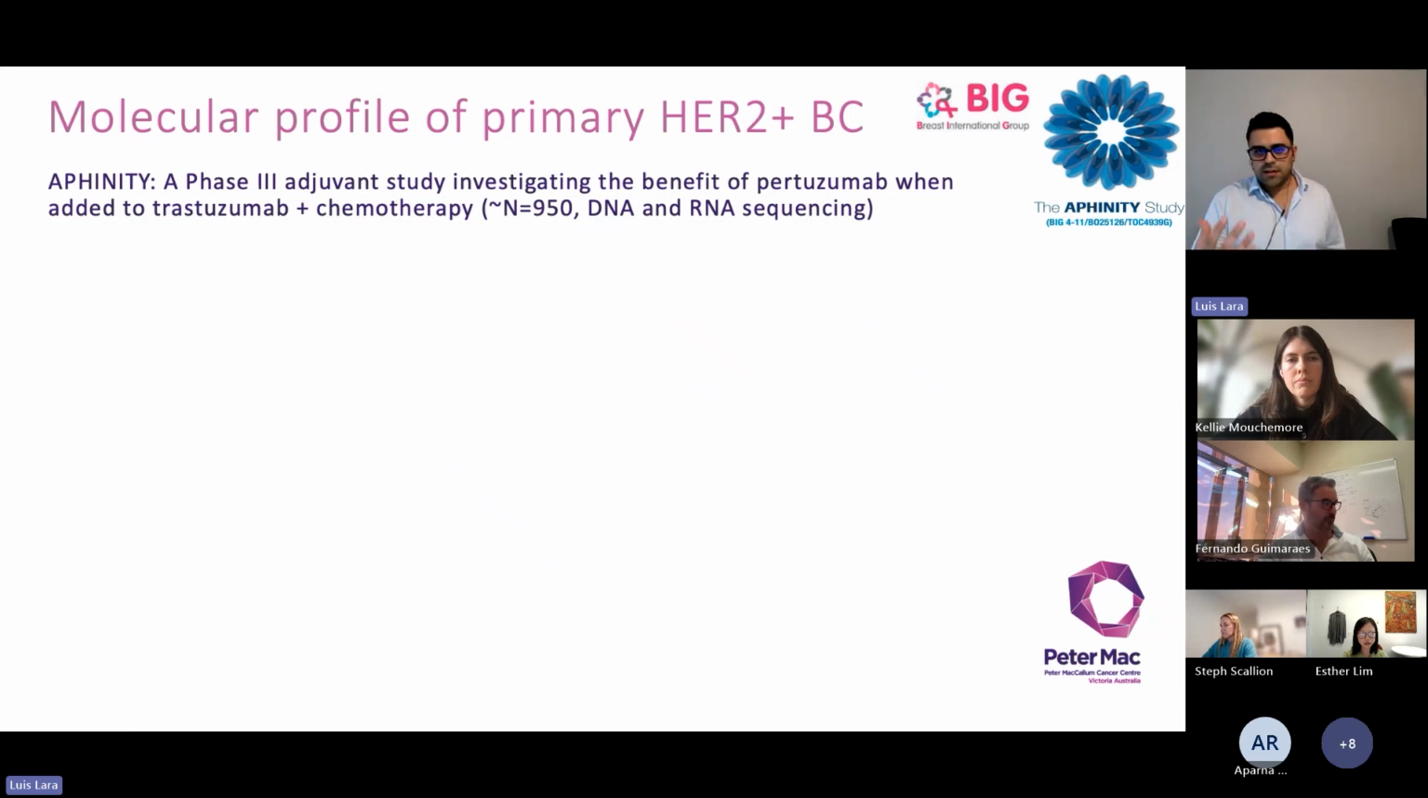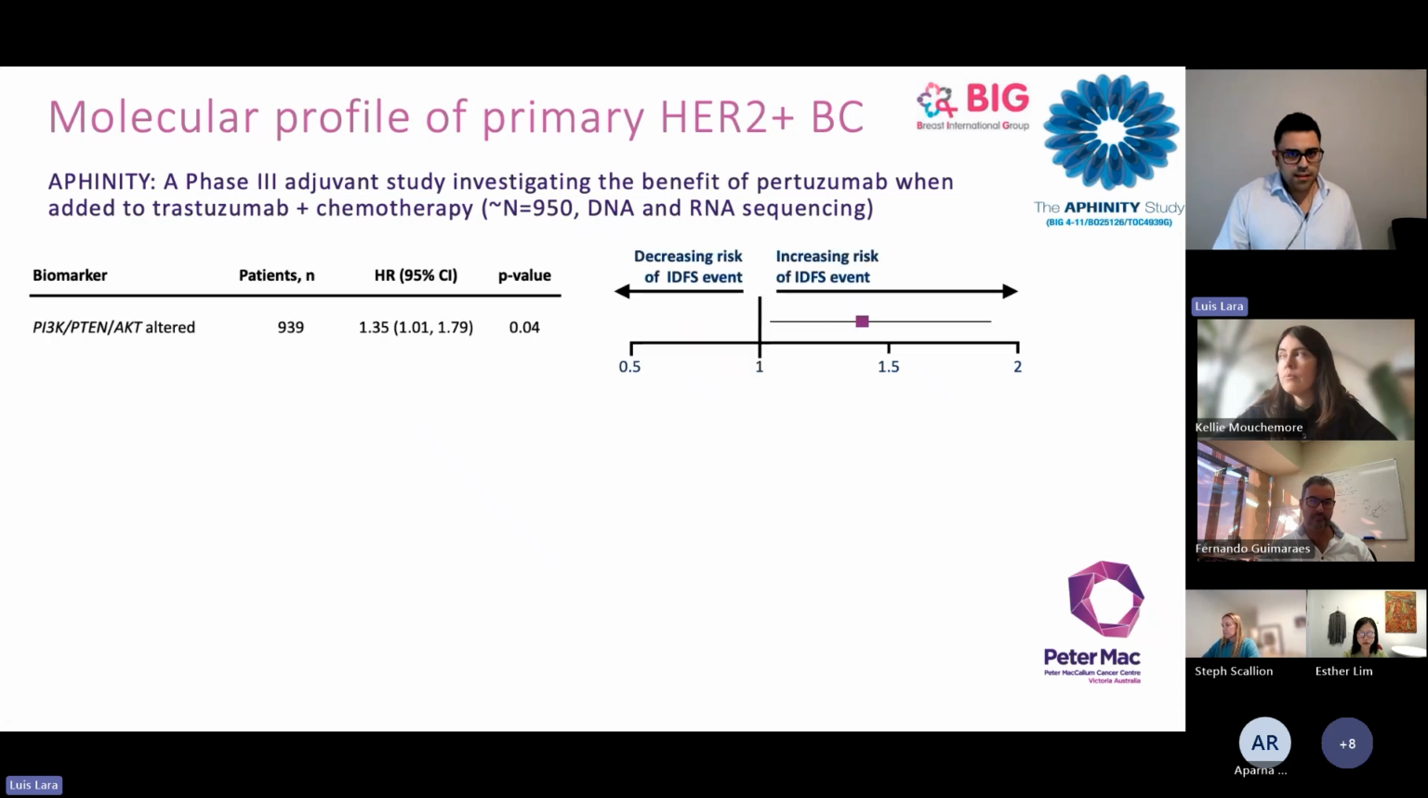So what do we find by characterizing primary HER2-positive disease? In the landscape of point mutations, what we identify are alterations of the PI3K-AKT pathway, which is a pathway that interacts with HER2. When it is altered, it really associates with adverse outcomes. And we hypothesize that it's becoming independent of the HER2 signaling, so the suppression of HER2 is not effective anymore.